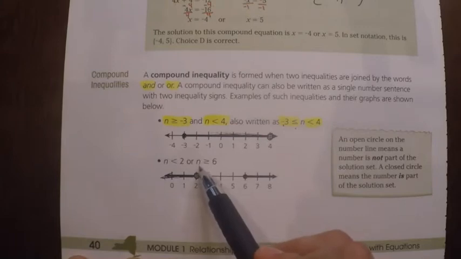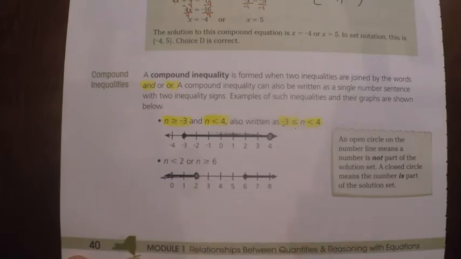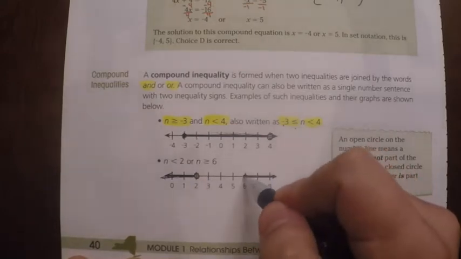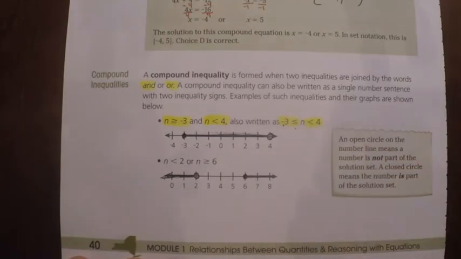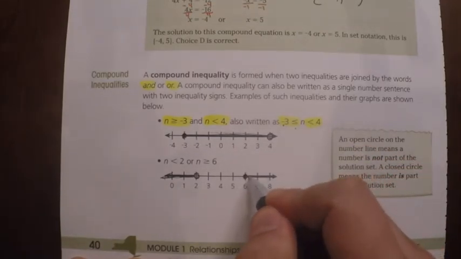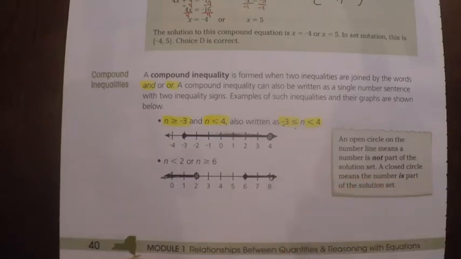And if we have or here, n is greater than or equal to 6. Again, we do a closed circle at 6. And then all the numbers that are greater than. So 7 is greater than 6, so we shade going that way.